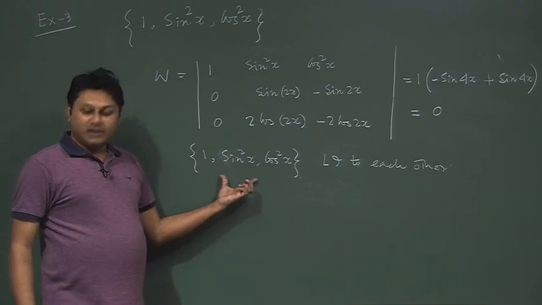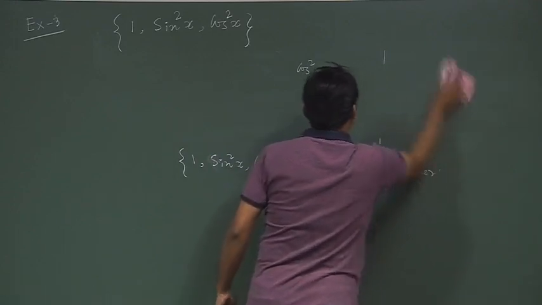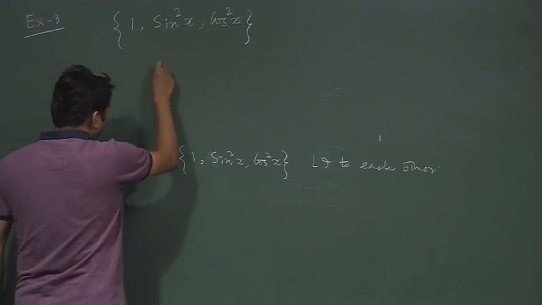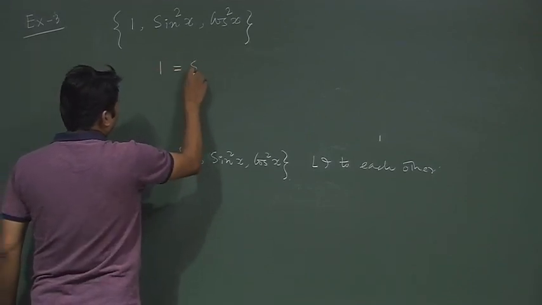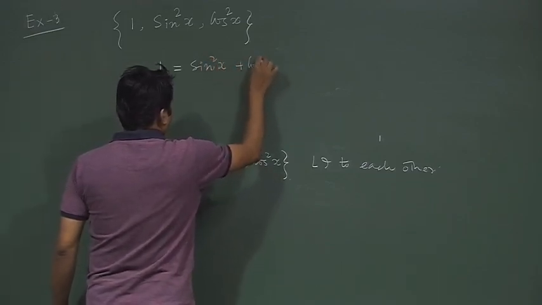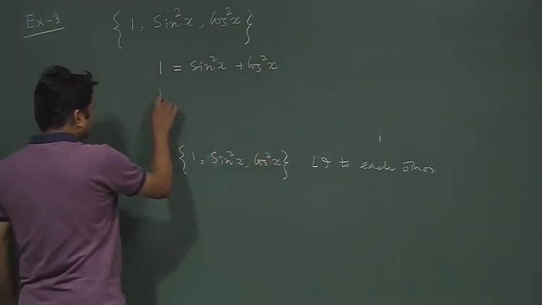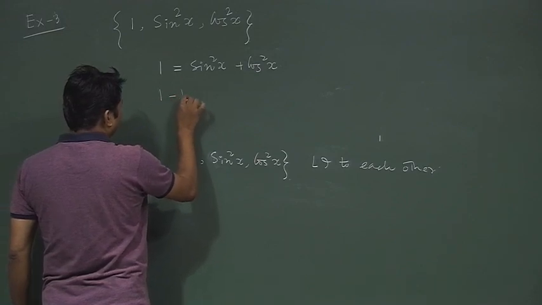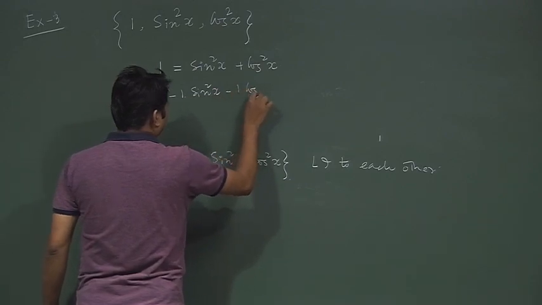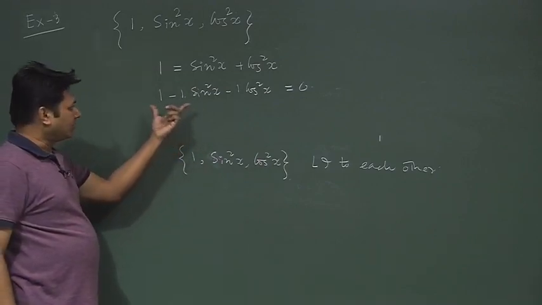Why this is linearly independent, now you can readily understand, because I can write any of the functions in terms of the others. For example, I can write 1 is equal to sin square x plus cos square x, as simple as that. That means if I make a linear combination, then 1 minus 1 into sin square x minus 1 into cos square x is equal to 0. I can make an equation with no problem.